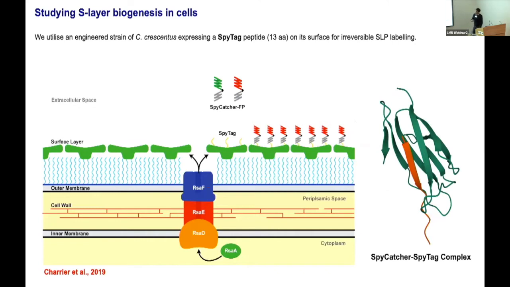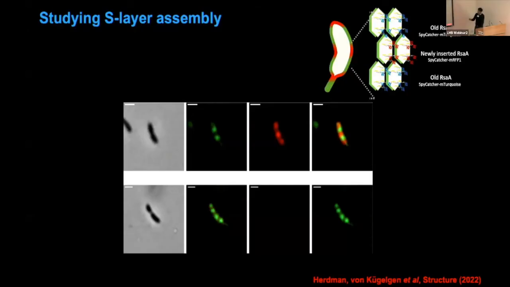Now I would like to tell you about our recent experiments on understanding how this S layer is assembled on cells. For this, we use a tagging system where we tag the S layer protein with a SpyTag, and using a fluorescent SpyCatcher protein, we could follow the biogenesis of the S layer on Caulobacter cells. I'm not going to explain this, probably most people are aware. This is a pulse chase experiment where the old S layer is tagged in green and the new one in red.